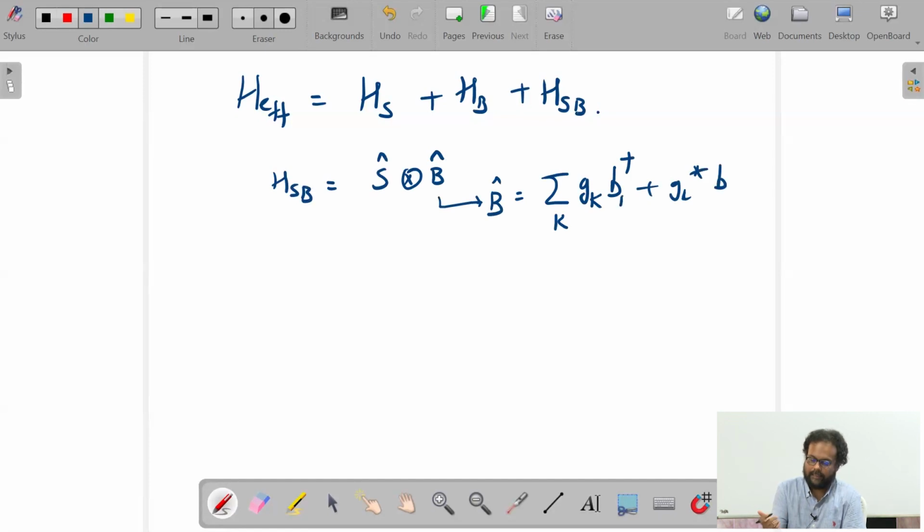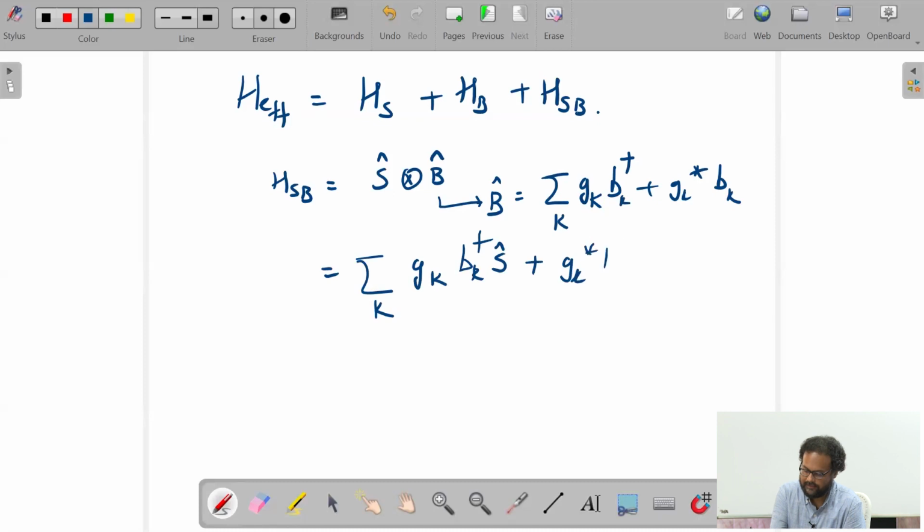Okay, so if you think about this, my system bath interaction, if S is my system operator, then I can write this as G k excite a bath mode and kill a system mode, or kill a bath mode and excite a system mode. That is the system bath interaction, and this is a term which leads to these small fluctuations. And in general, the bath also evolves with a dynamic phase.